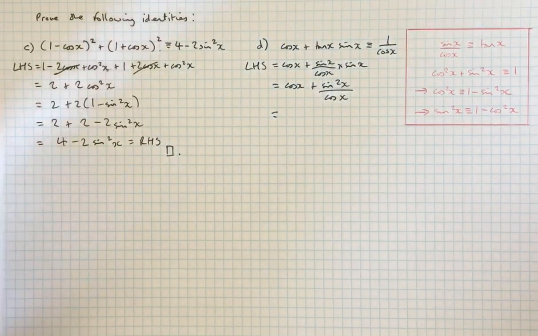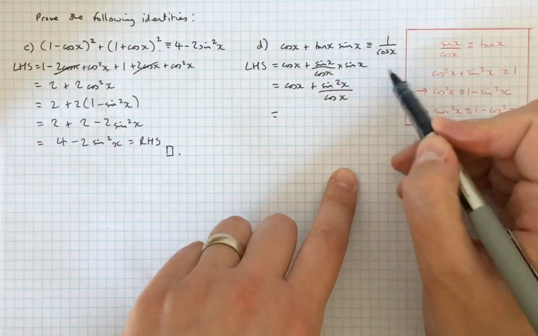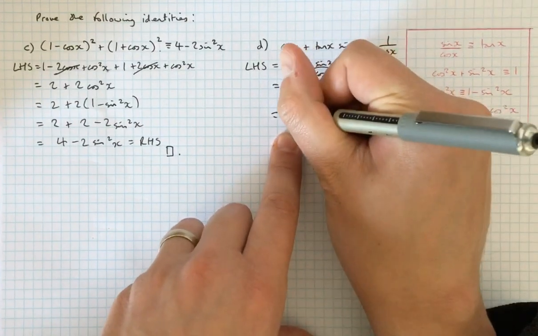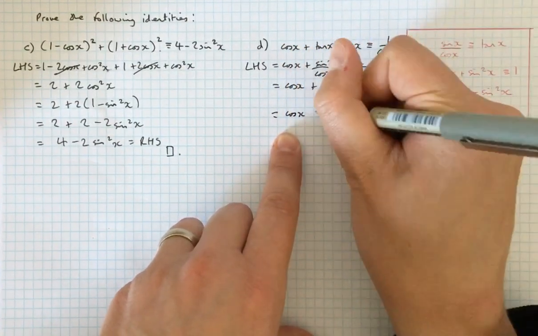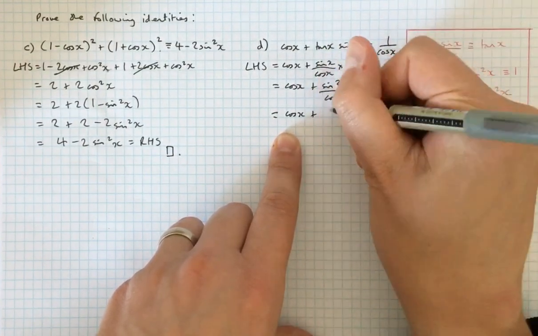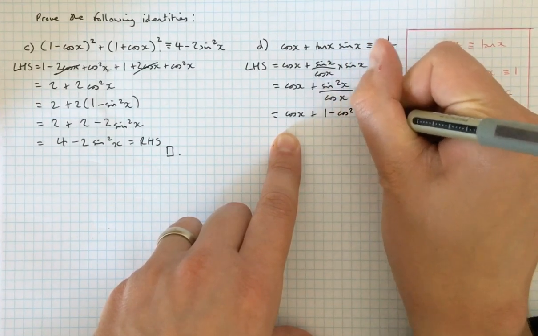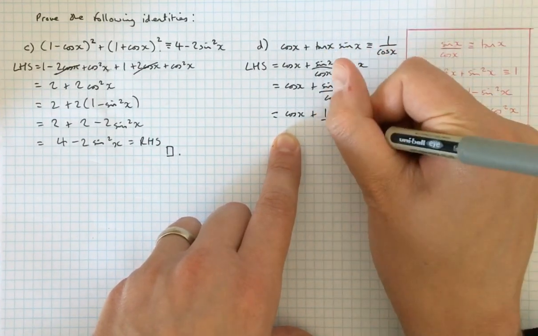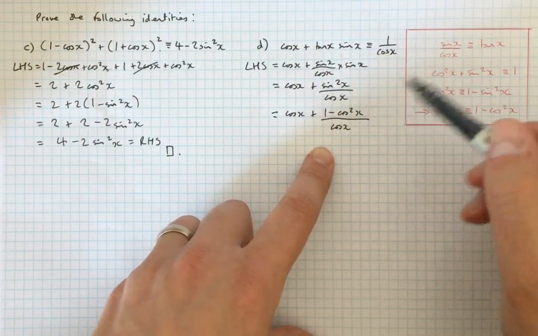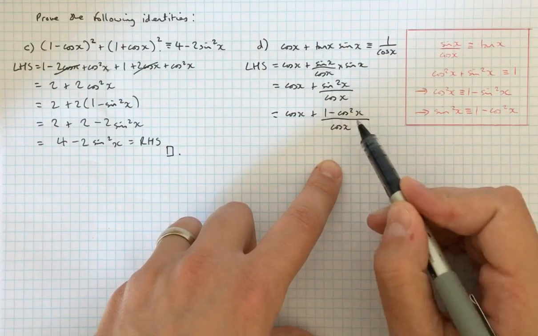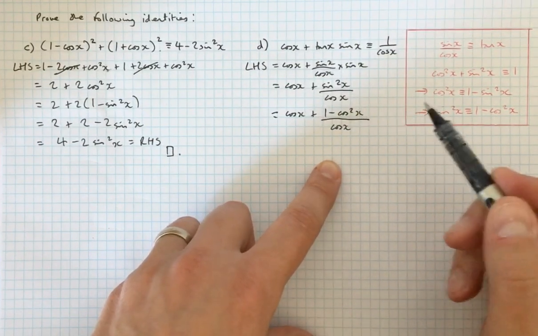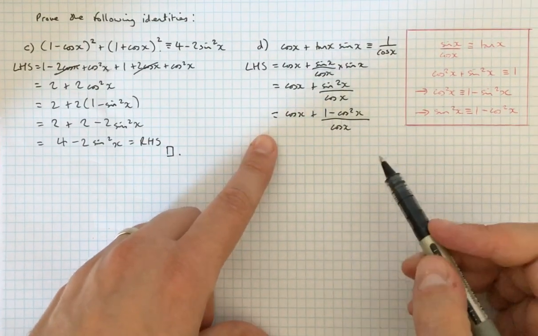So what I'm going to do is I'm aiming for something that only contains cosines. So I'm going to replace this sine squared x. Let's do that, see what happens. So I'm going to replace sine squared x with 1 minus cos squared x. And of course, what no one is going to do at this point is start cancelling these down, because we haven't got cosine as a factor of the whole of that numerator, so we can't cancel anything down here, so don't even think about doing that.